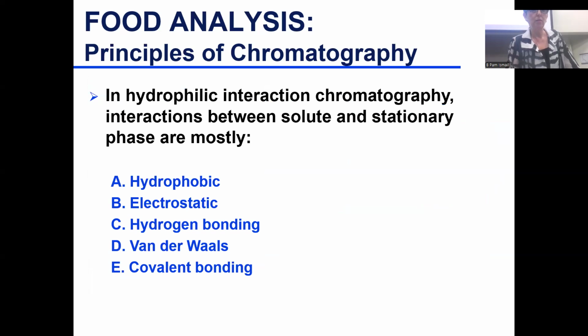What is correct here? C is correct. Only C? C, D, and B. Yeah, B, C, D. So it is hydrophilic type of interaction. So electrostatic, hydrogen bonds and van der Waals are non-covalent hydrophilic type of interactions.